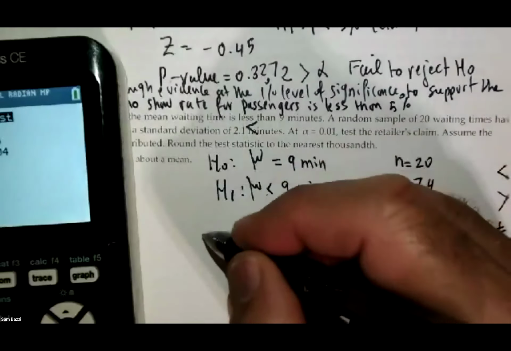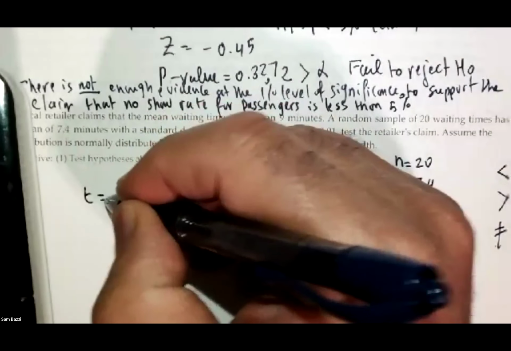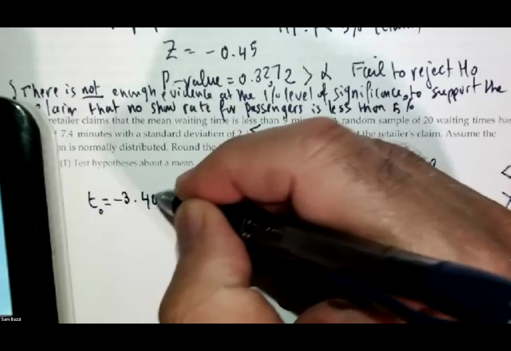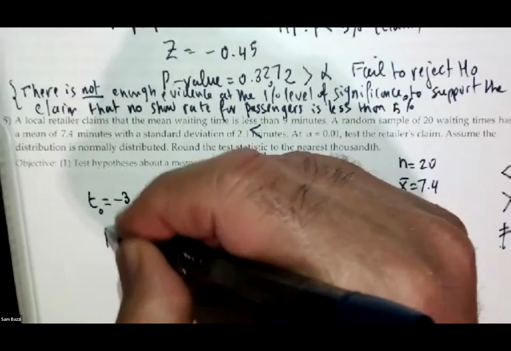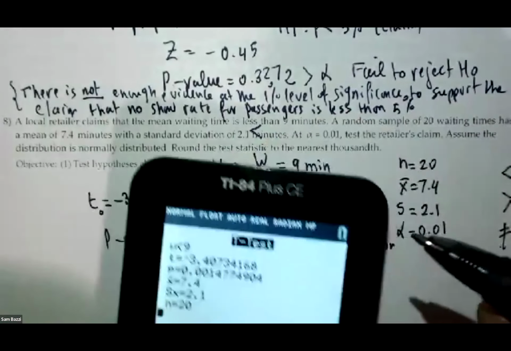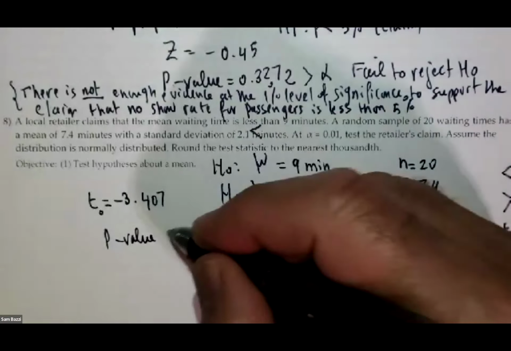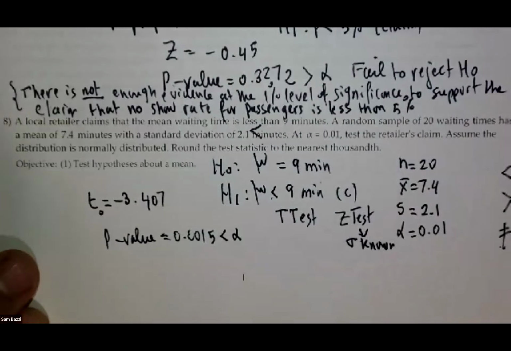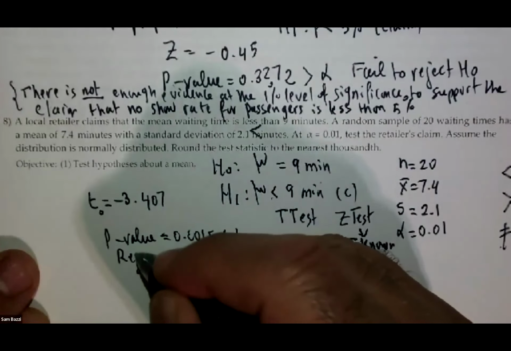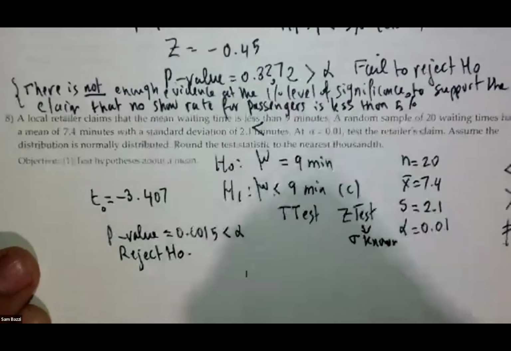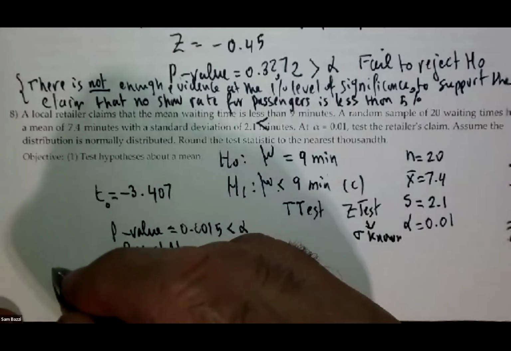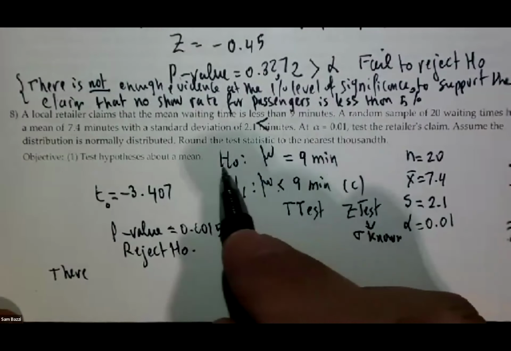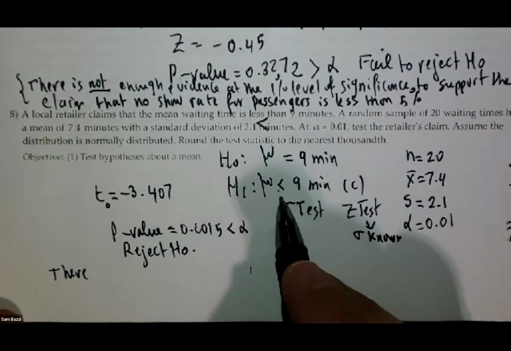So T, I will tell you guys what to round to. T is usually to 3 decimal places, or t0, he calls it t0 in the book, negative 3.407. And the p-value is, you can see it on the screen, 0.0015. Do you guys agree with me this is less than alpha? Then we're going to reject what? H0. And I'm going to write the conclusion for you guys. When you reject H0, guys, you support H1 because this is bad. You're telling me that this is bad. That means the second one is good.